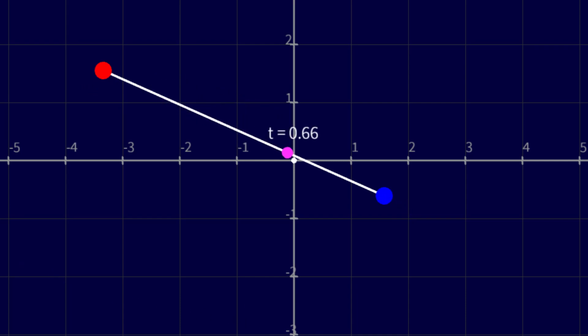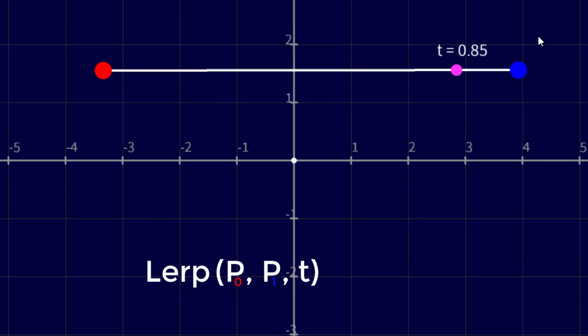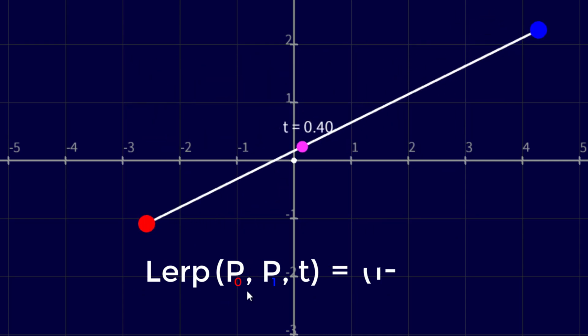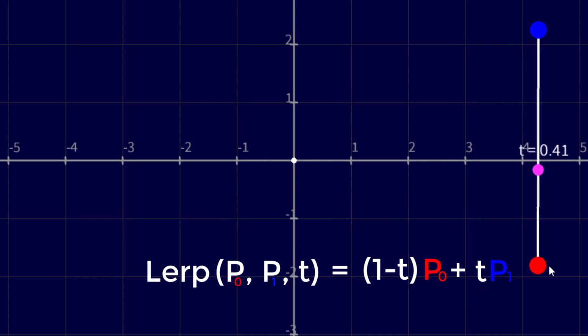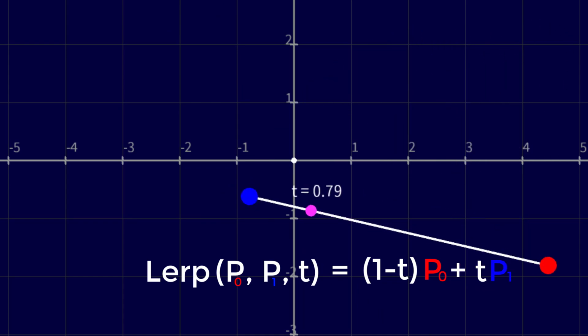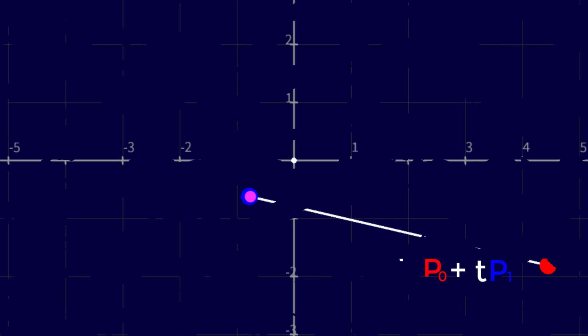This is called linear interpolation or LERP for short. The LERP function can be written as (1 minus t) P0 plus t P1, where 1 minus t and t are the weights of the points. But we are not limited here.